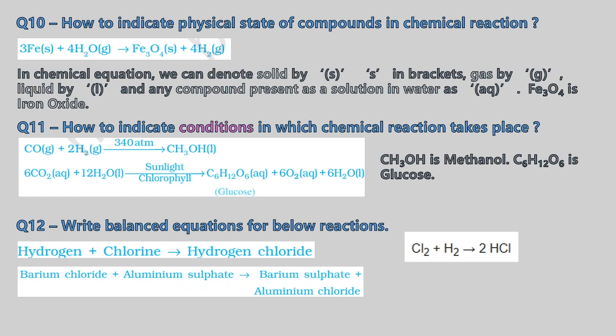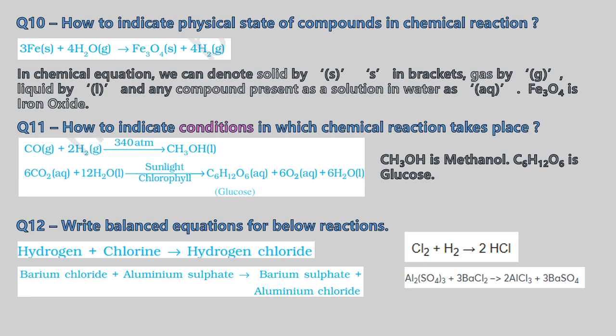Barium chloride plus aluminium sulfate gives barium sulfate plus aluminium chloride. Now, aluminium sulfate has two aluminium atoms, and the SO4 combination, it has three of them. What is the SO4 combination? SO4 is one sulfur and four oxygen atoms.